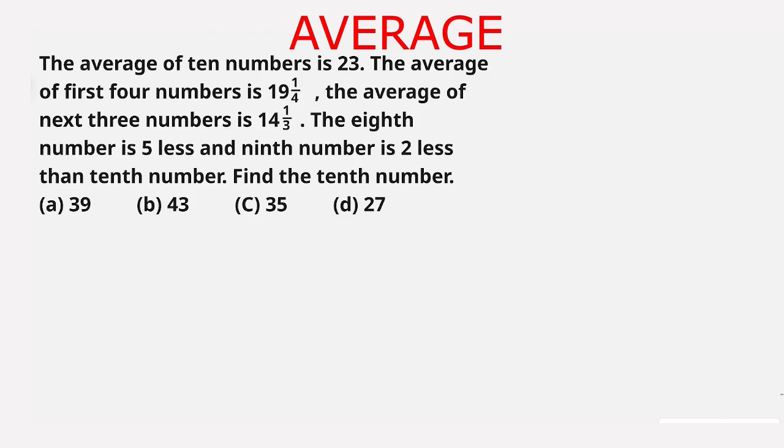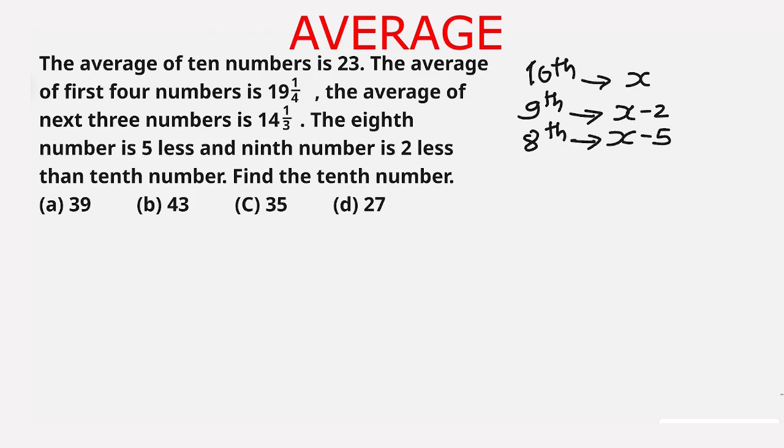Let 10th number be x, then 9th number will be x minus 2 and 8th number will be x minus 5, and the sum of first 4 numbers will be 4 multiplied by 19 whole and 1 upon 4. 19 whole and 1 upon 4 can be written as 77 upon 4, and we cancel these 4 by the denominator of 77 upon 4, and this is equal to 77.